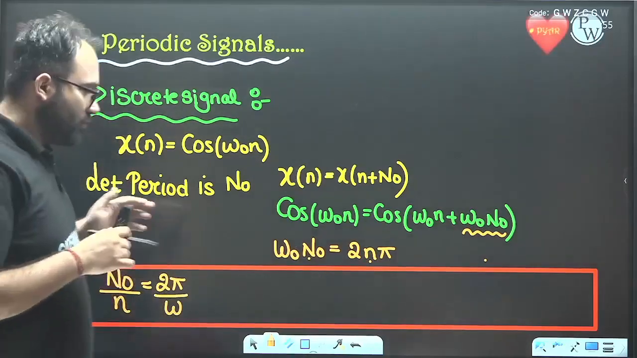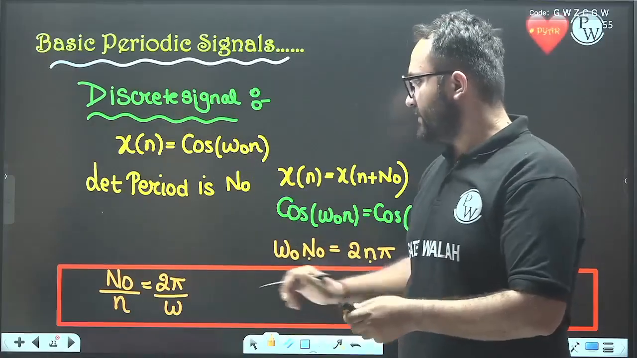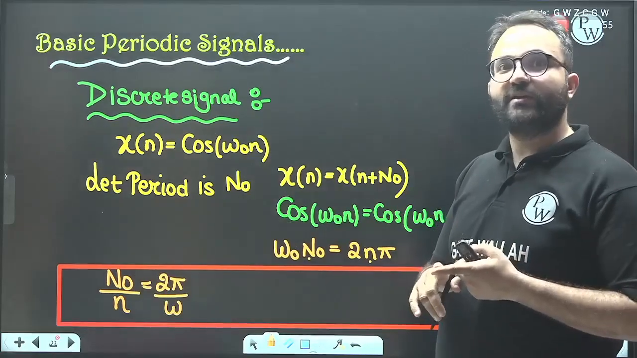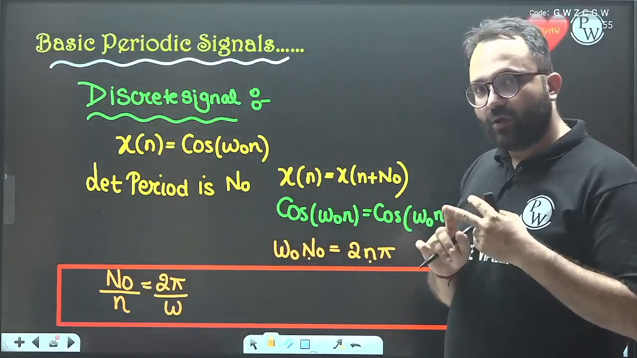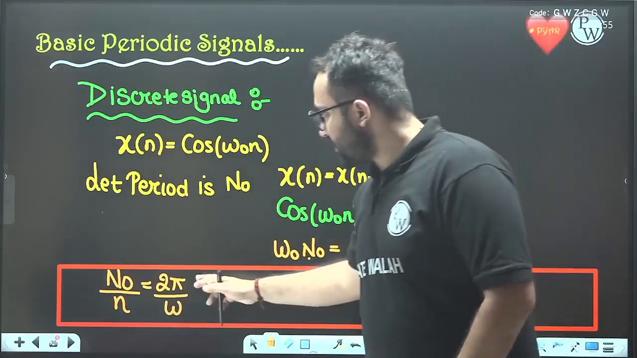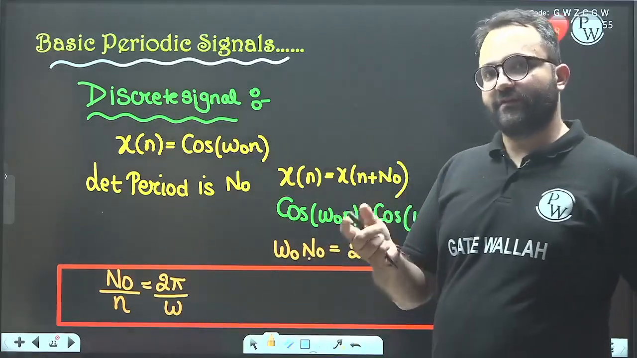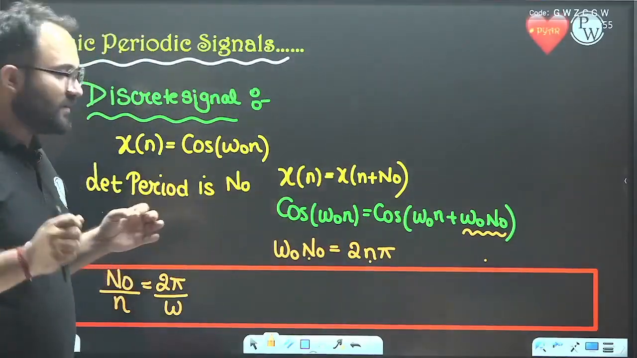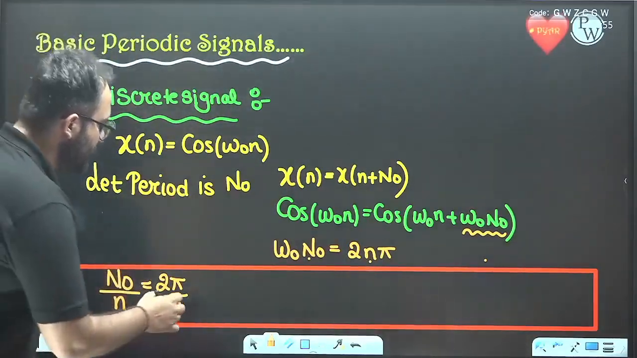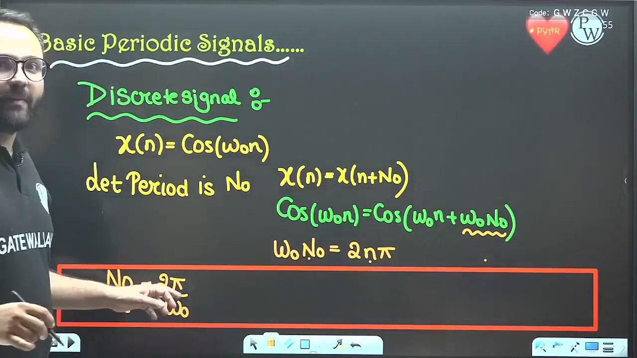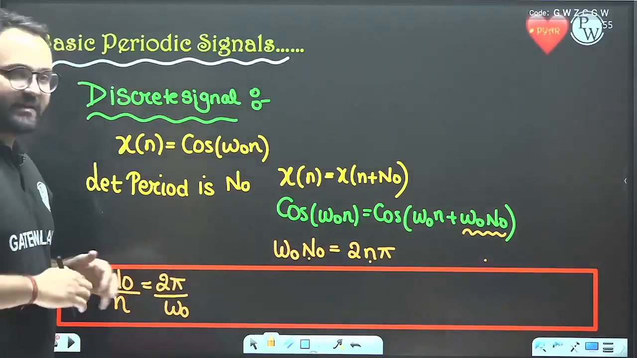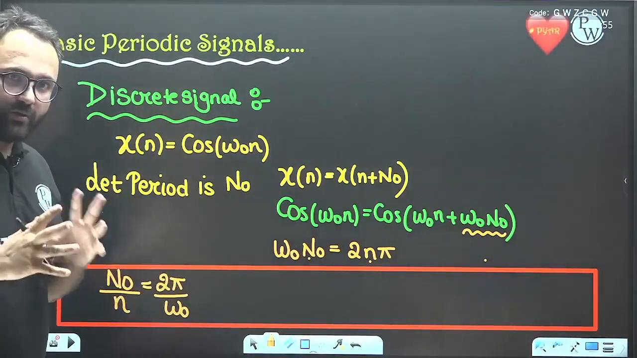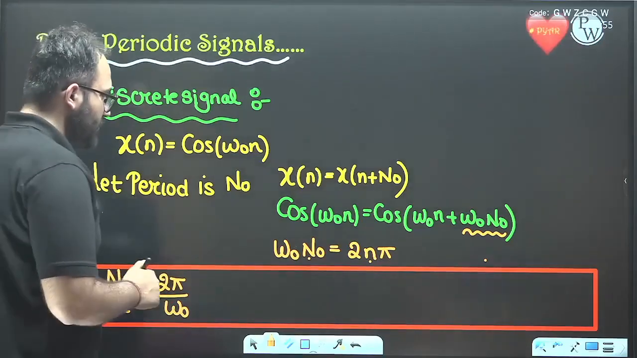So on the left hand side we have N naught upon small n, where capital N naught has to be an integer because period is always an integer in the discrete case, and small n is also an integer. But on the right hand side we have pi, which is an irrational number. So the condition is that omega naught should have a pi term so that pi and pi cancel, and then only RHS and LHS can be equal to each other.